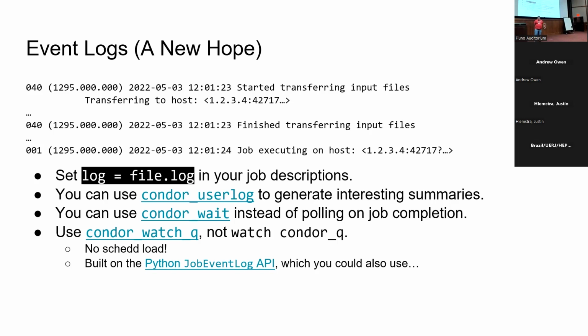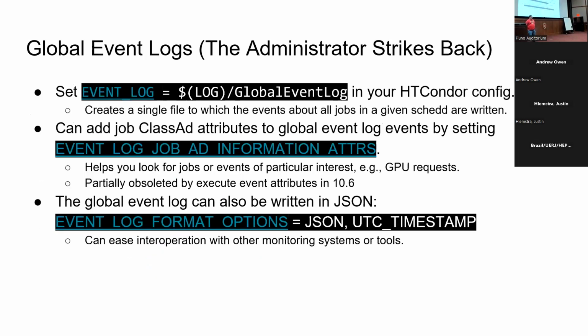The big reason though, all your presentations that you've seen so far have used condor_watch_q rather than watch condor_q. The former is written in pure Python using the Python bindings. That is a phrase I'm going to be saying a lot during this presentation. It uses the job event log API. While you should find that interesting as a potential source to harvest code from, the bigger benefit is that condor_watch_q doesn't use any schedd resources. So it's much lighter weight, much less of an effect on your busy system.